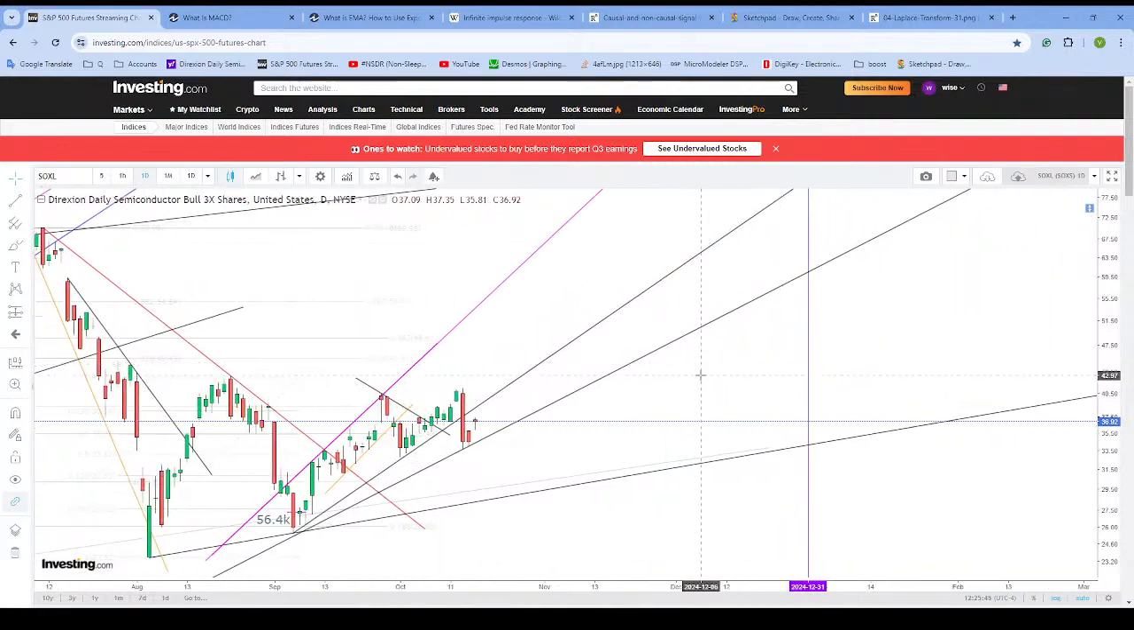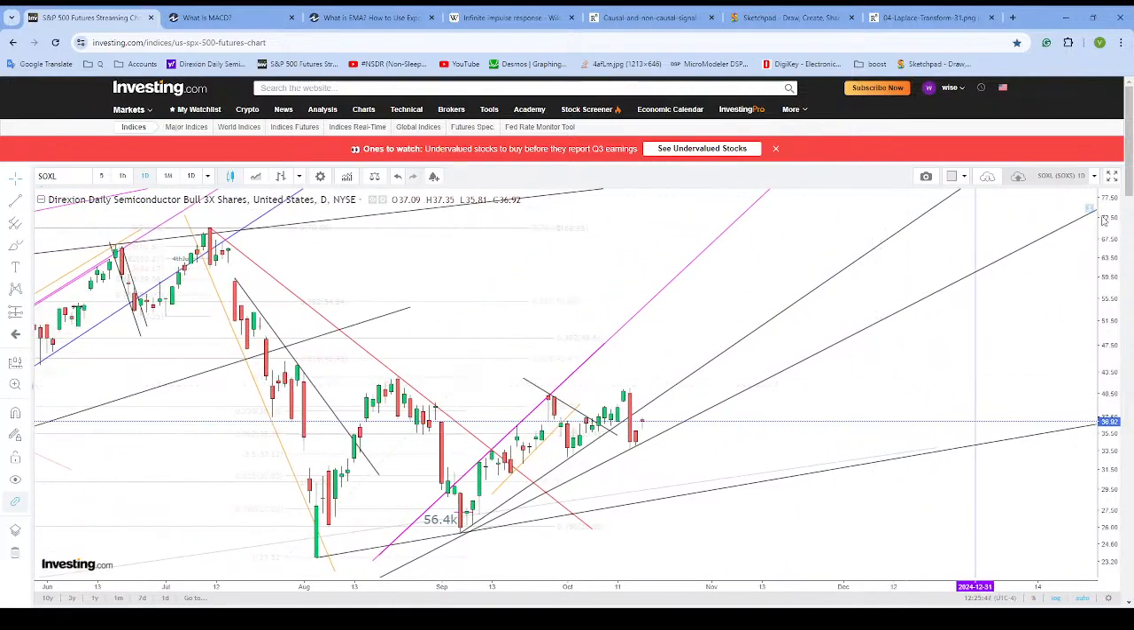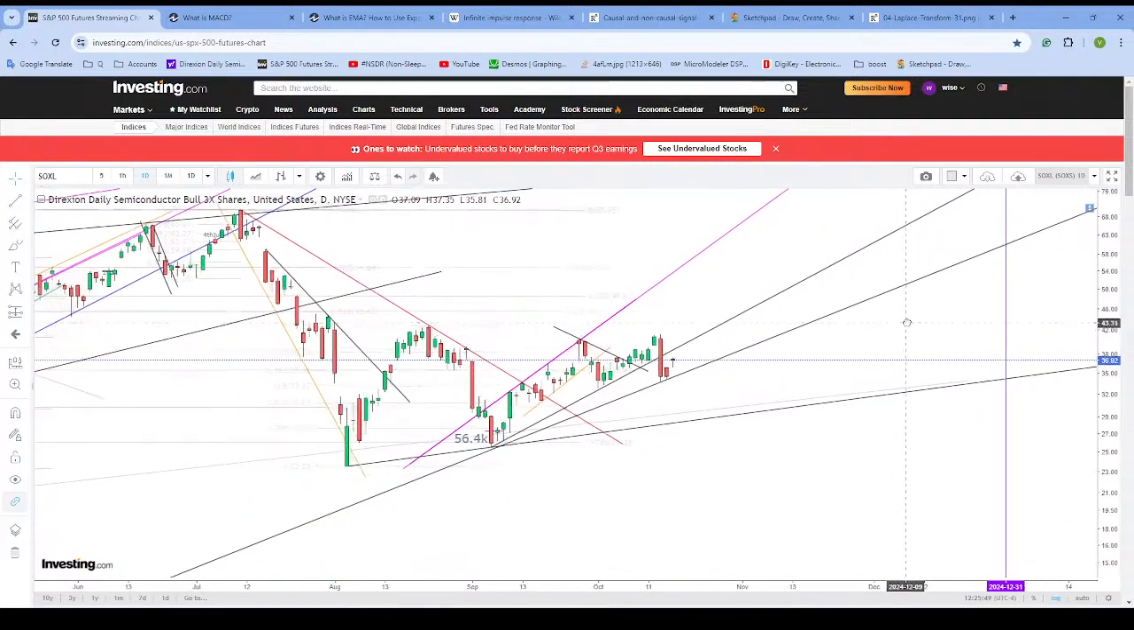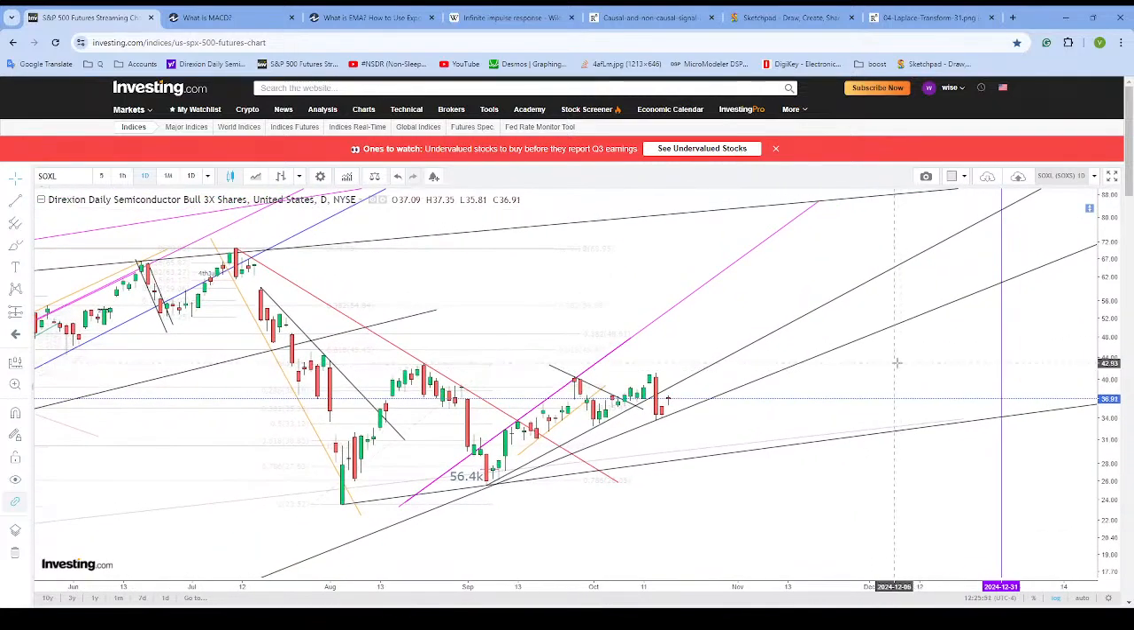Today, we're gonna review SOXL, our favorite 3x leverage ETF. Also, we're gonna see why some of these indicators to basically trade based on are useless, like a MACD. We're gonna mainly talk about that.